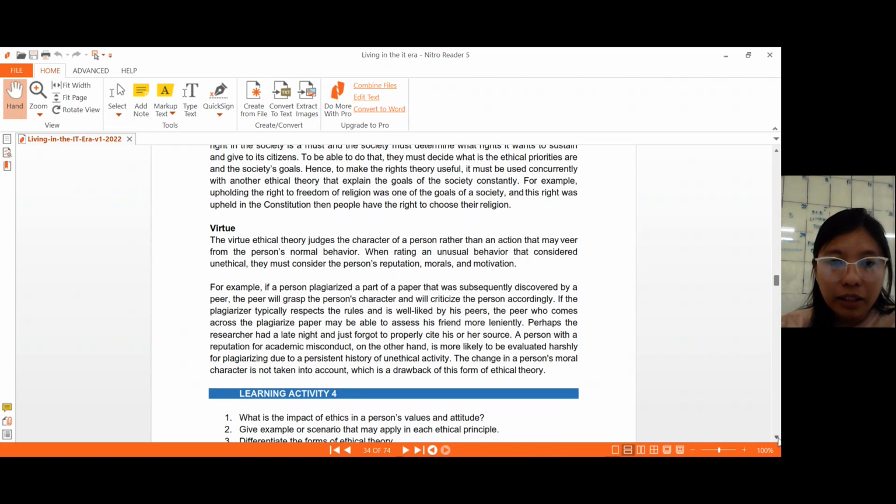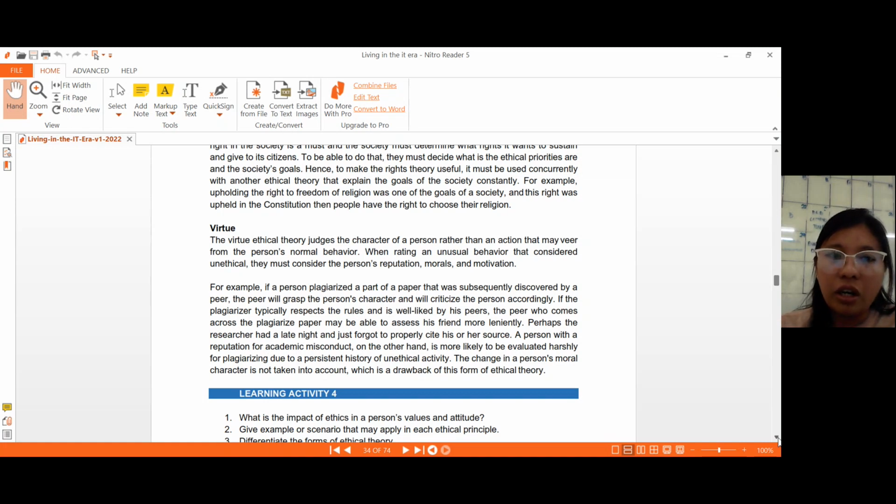If the plagiarizer typically respects the rules and is well liked by his peers, the peer who comes across the plagiarized paper may be able to assess his friend more leniently. Perhaps the researcher had a late night and just forgot to properly cite his or her source. So a person with a reputation for academic misconduct, on the other hand, is more likely to be evaluated harshly for plagiarizing due to a persistent history of unethical activity. The change in a person's moral character is not taken into account, which is a drawback of this form of ethical theory.